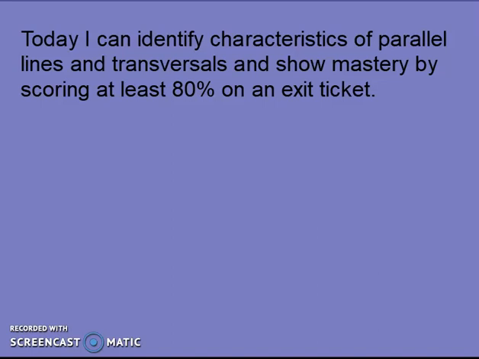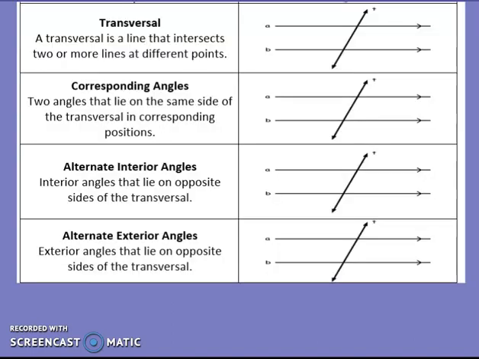Today we're going to be focusing on identifying characteristics of parallel lines and transversals. We're going to show that mastery in class by scoring at least a 70% on the exit ticket. Hopefully you have your note sheet in front of you. If you don't, take out a blank sheet of paper and we'll get you a fresh copy tomorrow.